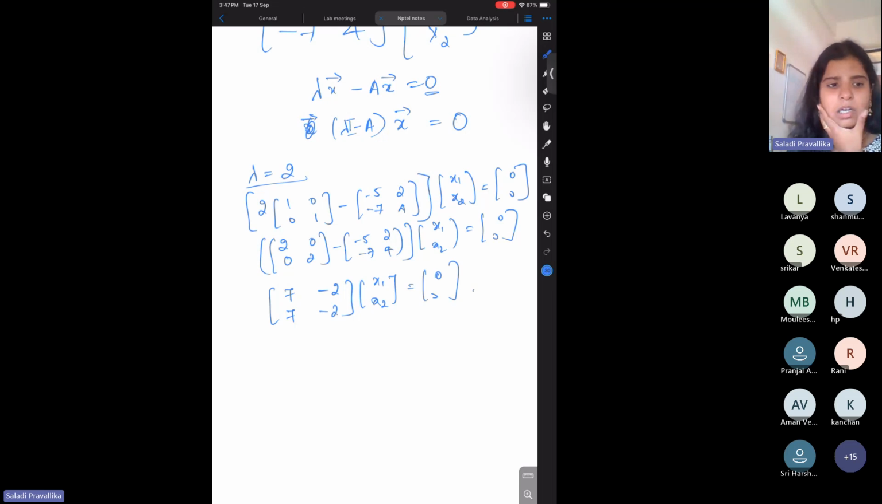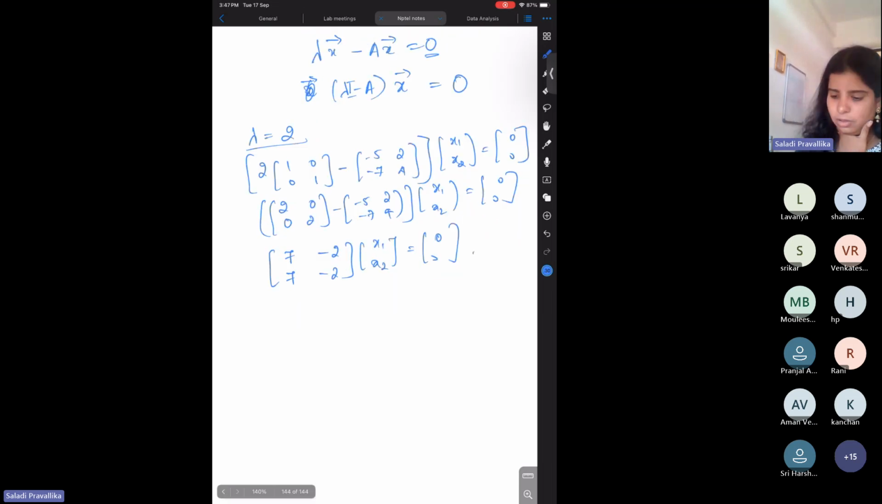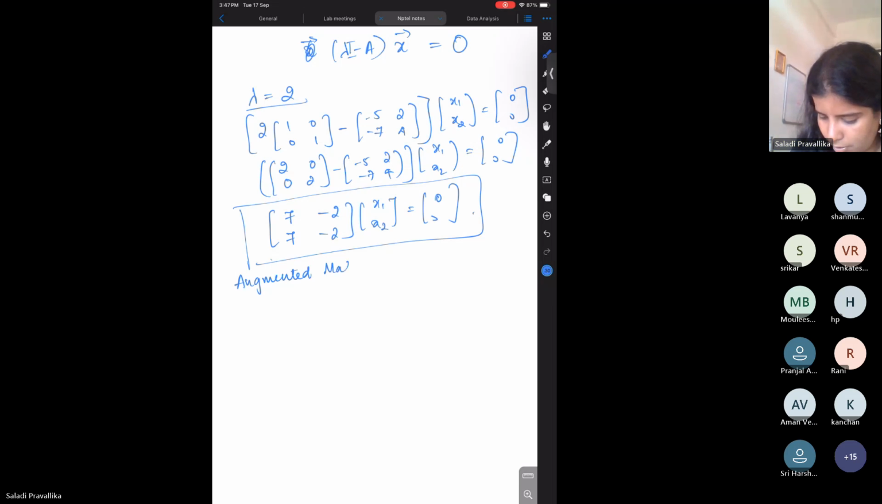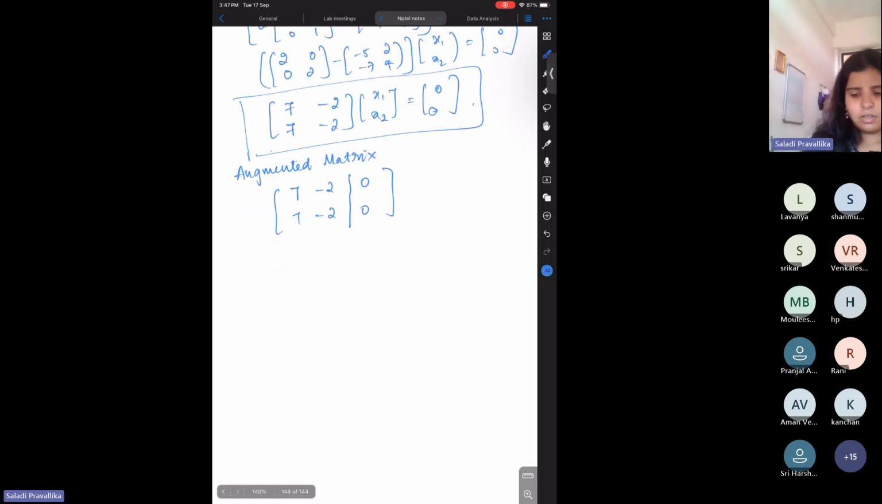Right? So this is all fine, but now I want to write this equation as an augmented matrix. Okay, we have an augmented matrix where I write this as 7, minus 2, 7, minus 2, and then I draw a line here, and then I write whatever is here. It is 0 and 0, right? So this is called an augmented matrix. Okay, so why I do this is that I want to reduce the form of this.